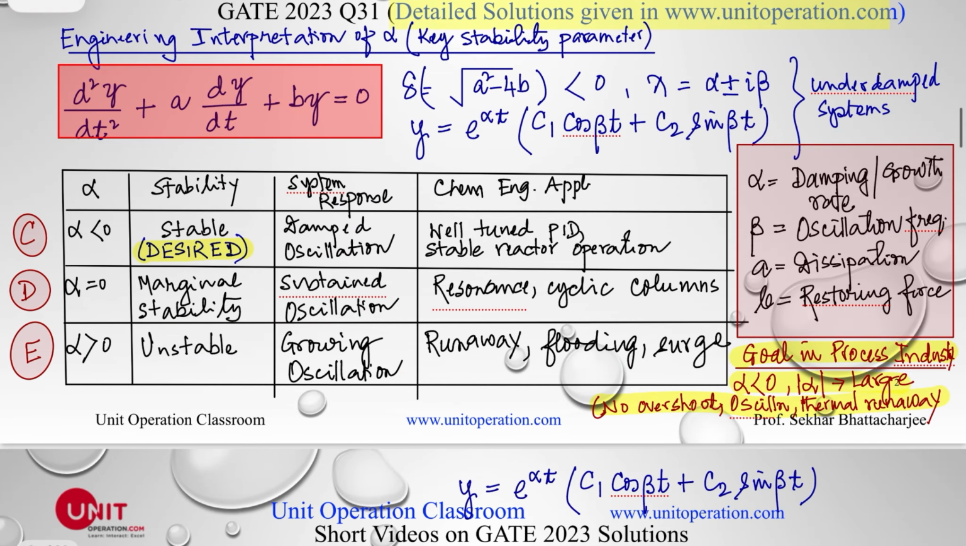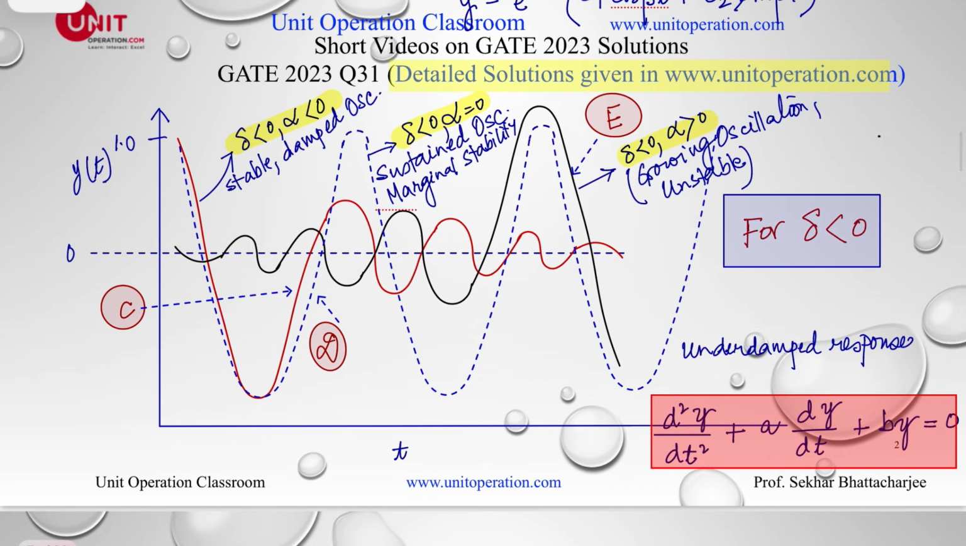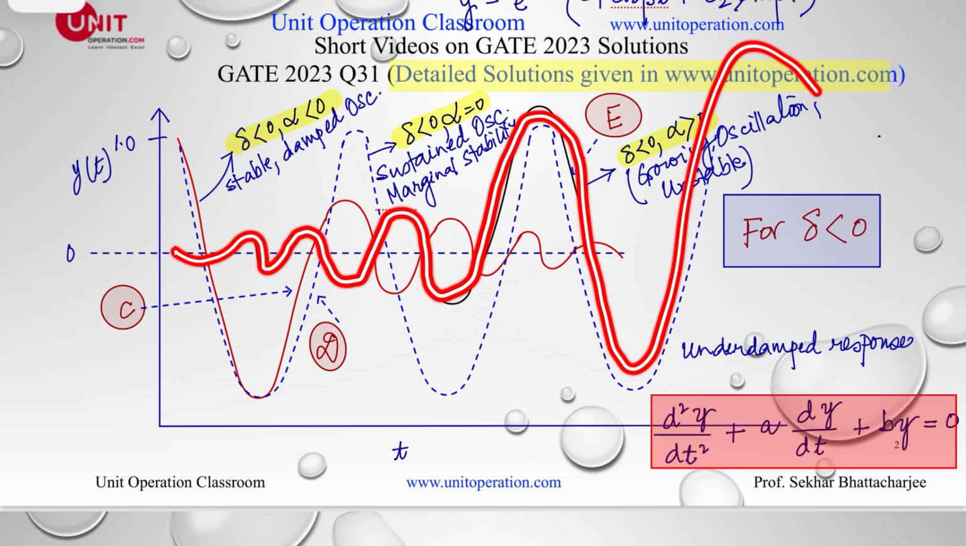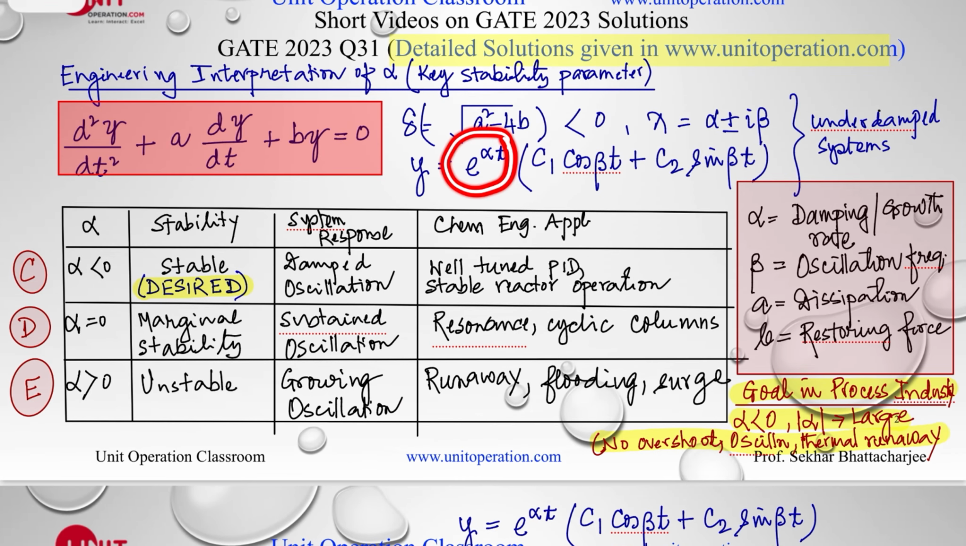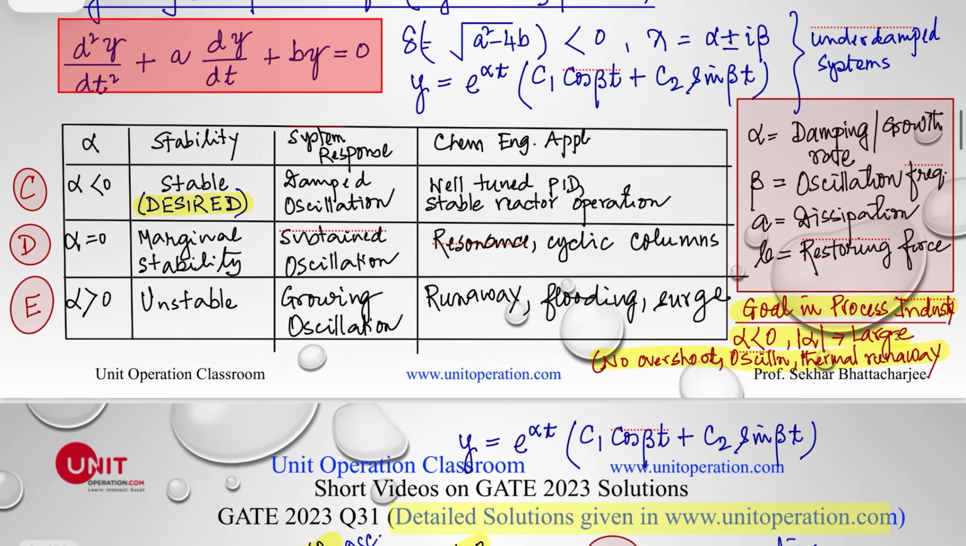And when it's an unstable system, that means alpha is greater than zero, there's a growing oscillation. How does that look? That looks something like this. So the oscillation keeps on growing, so it leads to instability. As you can see, if this is greater than zero, that will just keep on increasing and that will lead to instability of the system.